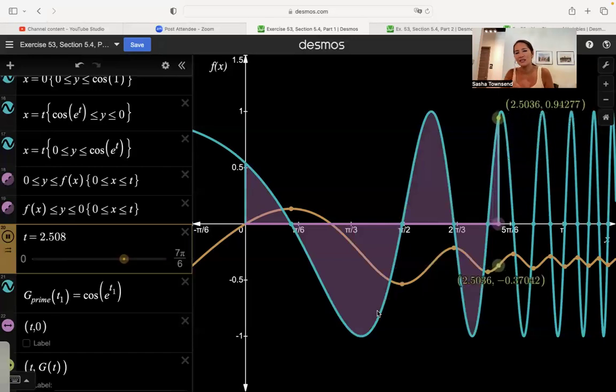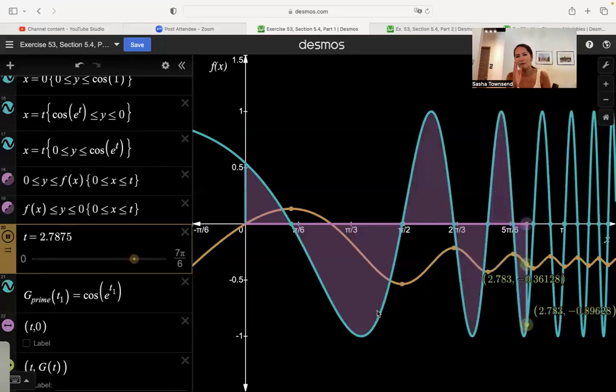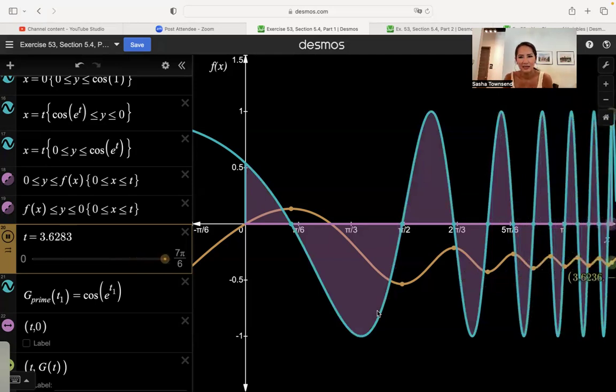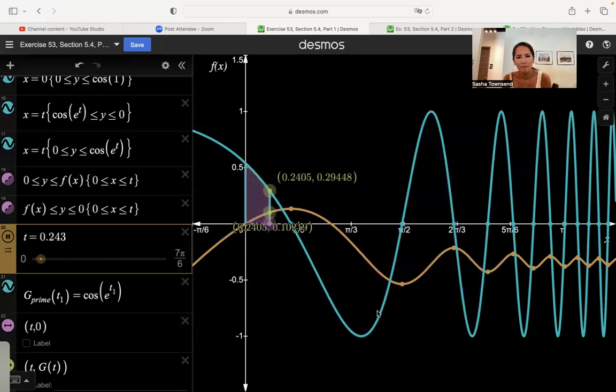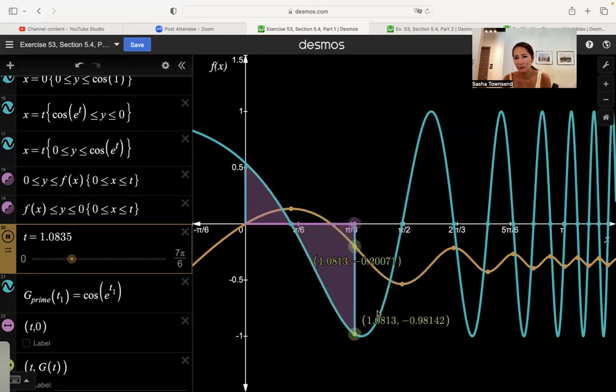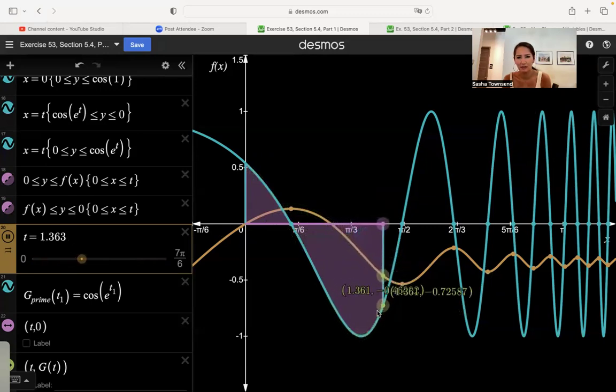But again, as we look at this graph and we graph more and more area, letting that vertical line move to the right, we see sort of how that area is changing with time. But that vertical line is moving to the right at a constant rate.